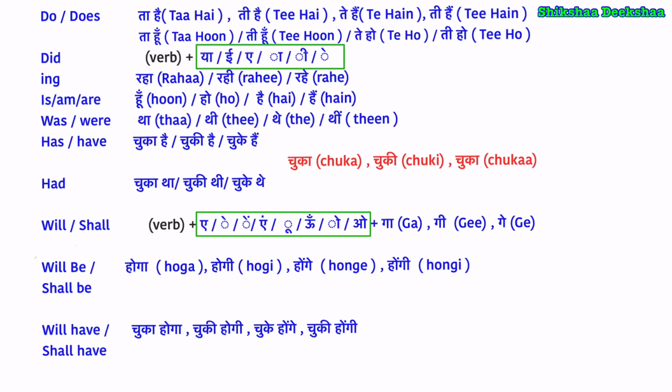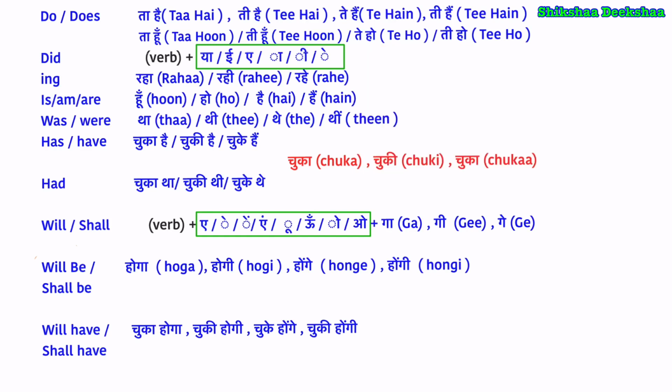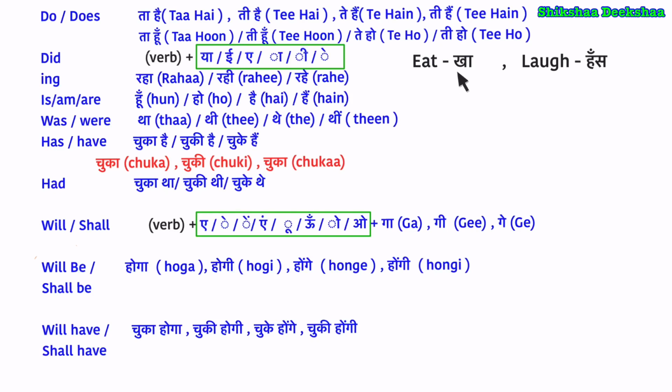Like in English, verb has different forms in Hindi as well. For example, eat, ate, eaten. Same way in Hindi, we have these suffixes which we add at the end of the root form of the verb, so the verb acts according to the tense. Let's understand it with two examples. Eat means kha, laugh means has.